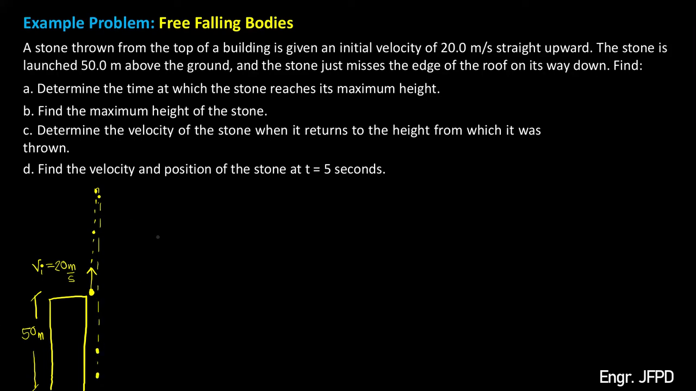And for our problem, we want to solve for letter A. Determine the time at which the stone reaches its maximum height. That is the time wherein the final position of the stone is equal to the maximum height. Let's say that the maximum height is equal to the capital H max. And take note, at the maximum height, the final velocity of the stone should be equal to 0 because the stone will stop momentarily after it reaches its maximum height.